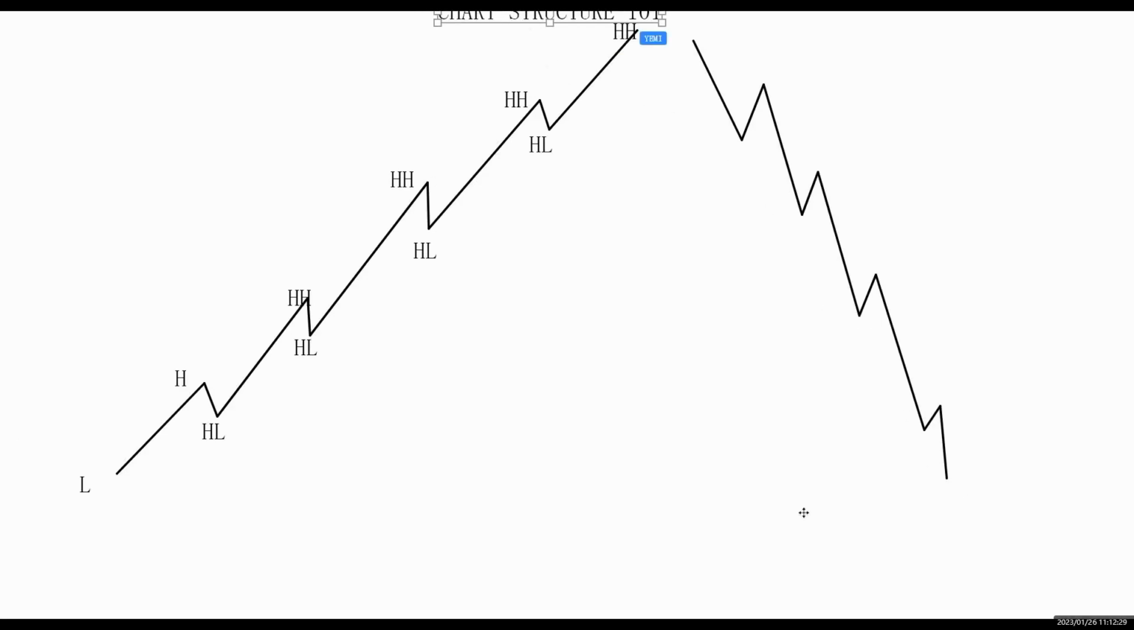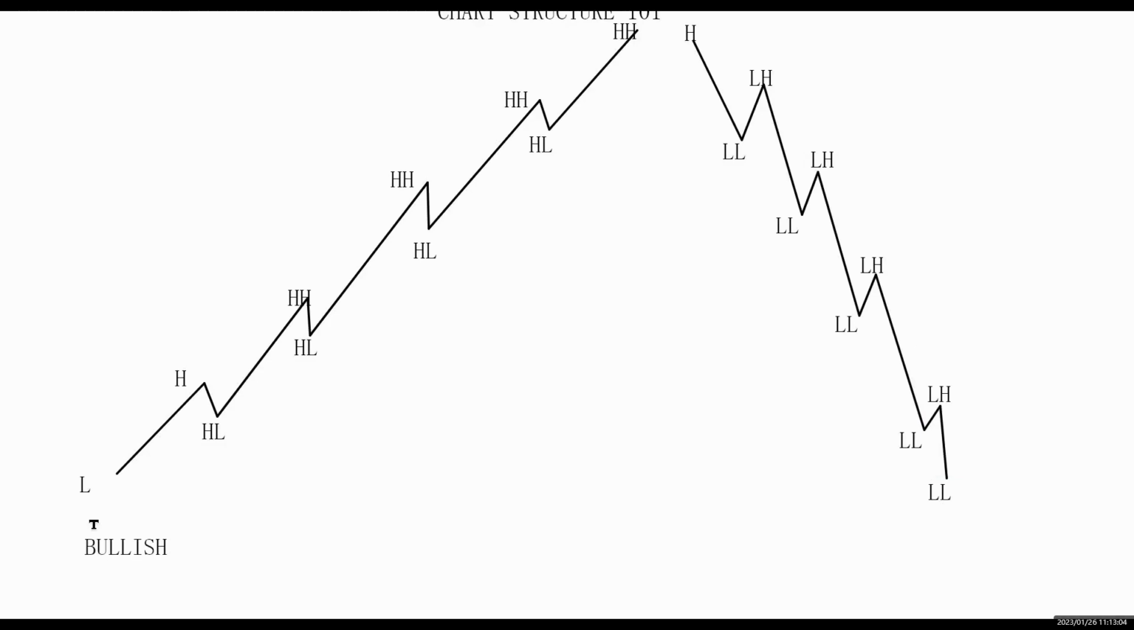So in the case of the bearish, we have a high right here. Then we have a lower low right here. We have a lower high, a lower low, a lower high, a lower low, a lower high, a lower low, and a lower high, and we have a lower low. So simple. This is what the chart structure is all about.